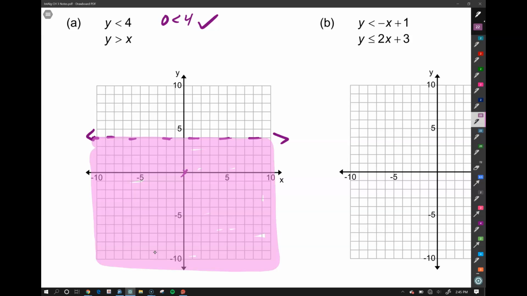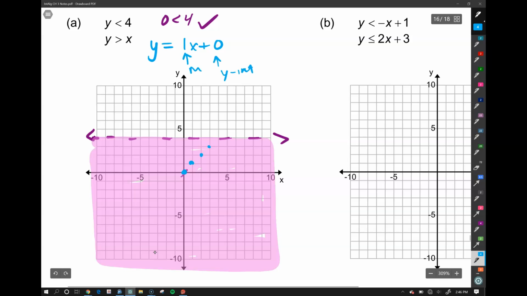All right, y is greater than x. So let's go and let's graph it. So y-intercept of 0, slope of 1. This is y equals 1x plus 0. This would be y equals mx plus b format. Slope of 1, y-intercept of 0. It's just a graph y equals x. Is this going to be dotted or dashed? Dashed. Oops, sorry. I meant solid or dotted. I do this all the time.